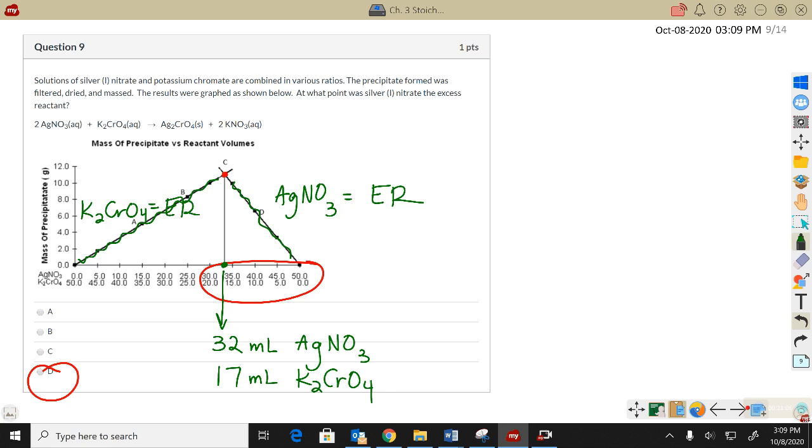And on that front part of the graph, then the silver nitrate is limiting. I'll put that in there too. AgNO3 is the limiting reactant, and here it would be the potassium chromate. That's my limiting reactant. So the key is to find the peak. Find the peak because the most productive ratio should represent the stoichiometric ratio in the balanced equation.